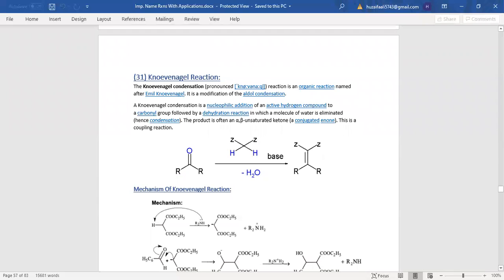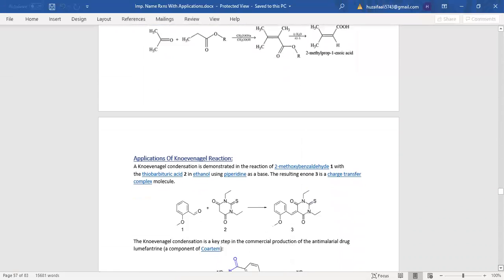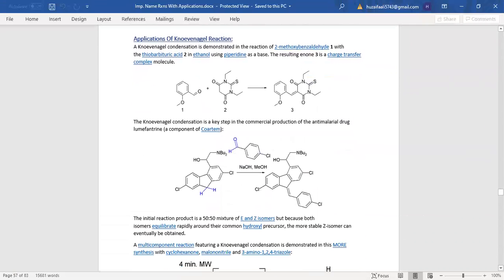A Knoevenagel condensation is a nucleophilic addition of an active hydrogen compound to a carbonyl group followed by a dehydration reaction in which a molecule of water is eliminated. The product is often an alpha-beta unsaturated ketone. This is a coupling reaction. Mechanism of Knoevenagel reaction. Applications.